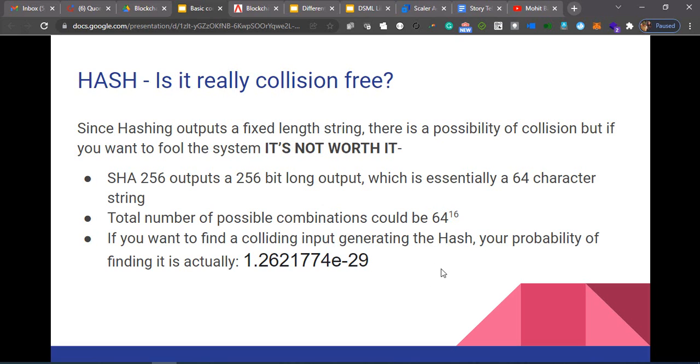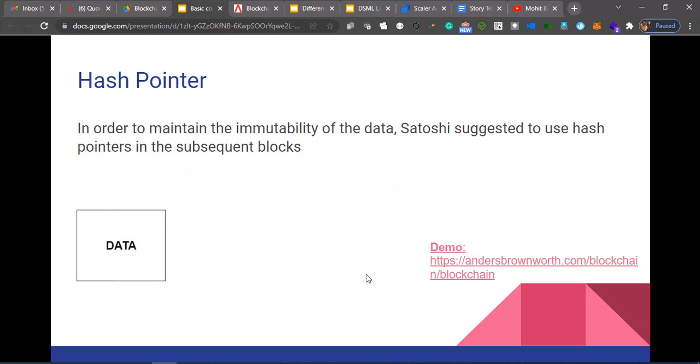And if you see, the hash changes with a single character. So even if you want to fool the system to get the exact same hash, it's really not worth it, right? You have to try so many combinations. So why was the hash pointer, or the hash, used by Satoshi? So in a way, it is used to bring in immutability in the blockchain.